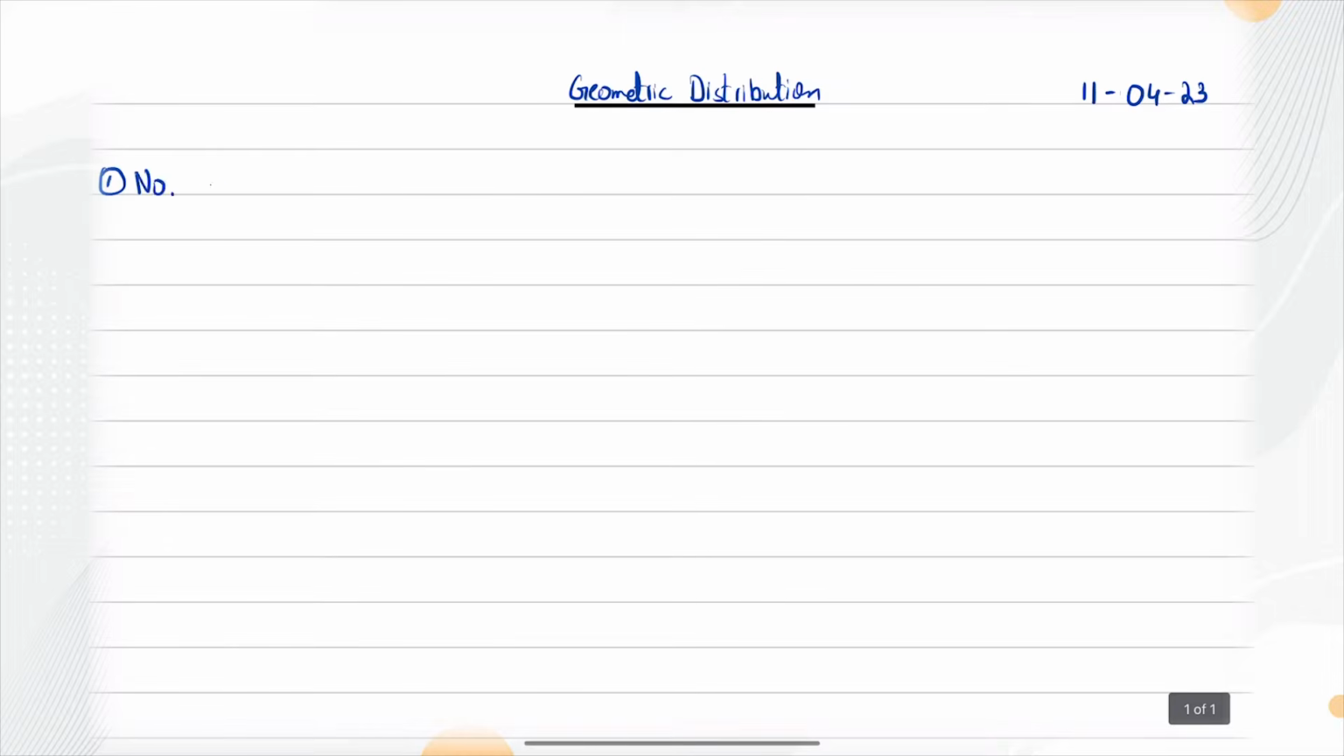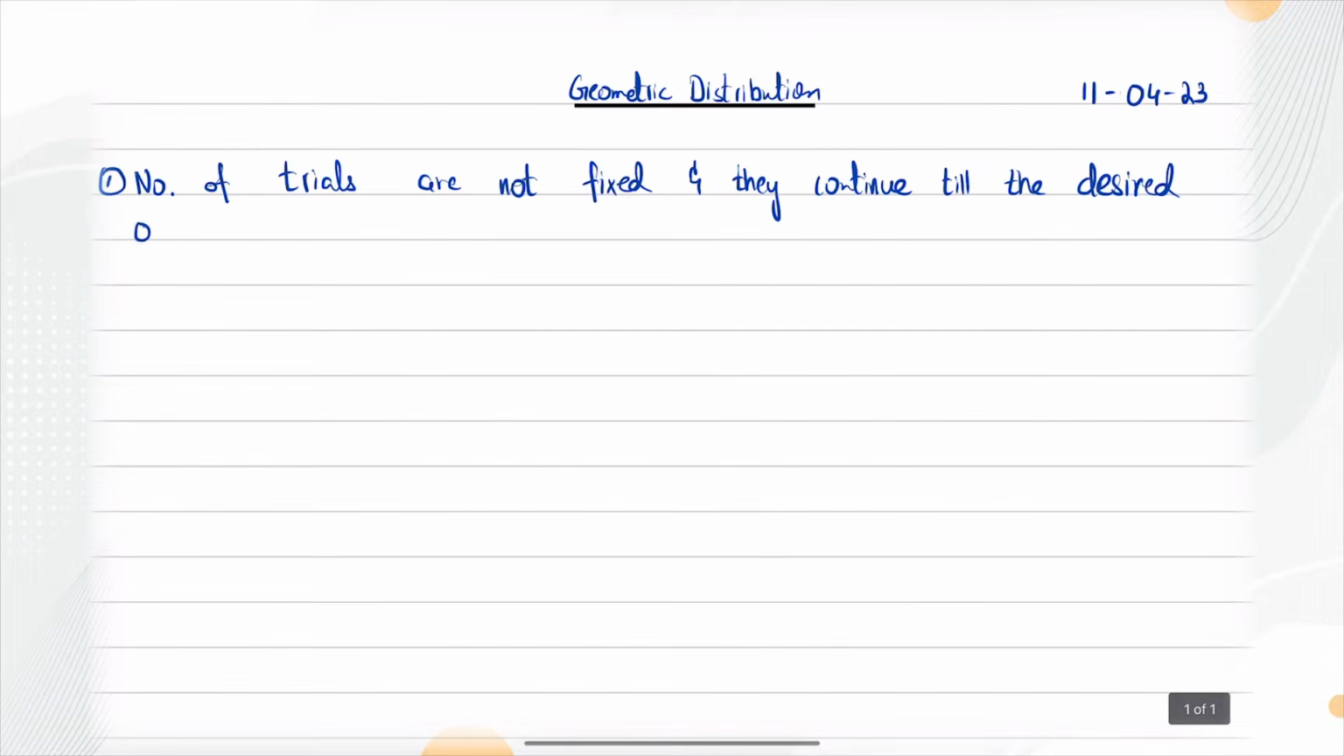First of all, in geometric distribution, the number of trials is not fixed. Not only that, they continue till the desired outcome is obtained. What does that mean? Let's say the desired outcome is that a die lands on a 6. You'll keep on rolling it till a 6 is obtained.